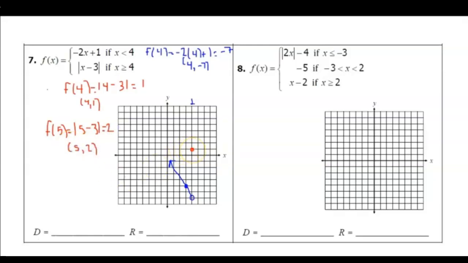So I'm going to go ahead and go over to 5 and go up to 2, which is right here. And now I can go ahead and graph the right side where my value is greater than 4. And that's it. Here's my piecewise function.